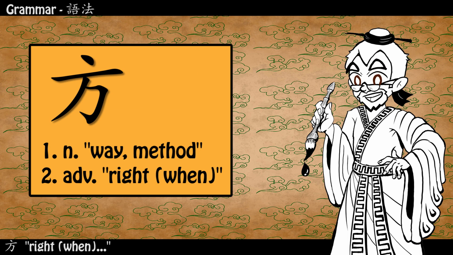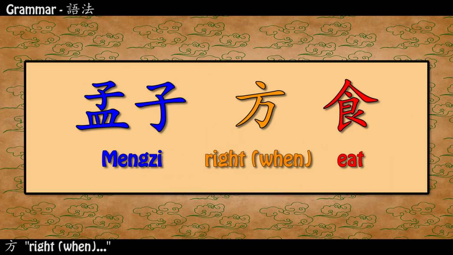When we last saw the character Fang, it had the meaning of way of doing something or method. In today's text, however, Fang is an adverb, meaning right at that time, underscoring that something is happening right now, often as a lead up to something else, like right when X was happening, something else happened as well. Let's see this in a bispell, shall we? 孟子方食. Word for word, Master Meng, right when, to eat. Mengzi was eating, or right when Mengzi was eating.